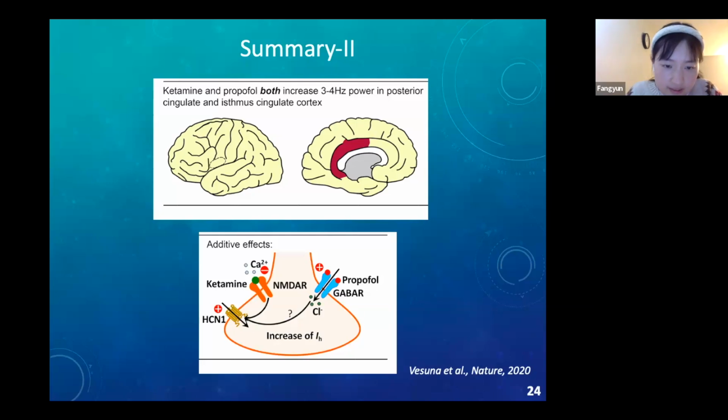According to the Nature paper, there are both NMDA receptors and HCN1 channels in deep PMC, both of which are required for generating the 3 Hz activity. It's possible that ketamine blockade of the NMDA receptors could hyperpolarize the membrane potentials in the PMC, activating the intrinsic HCN1 channels and producing the rhythmic dynamics. The same thing could be true for propofol by GABA-mediated hyperpolarization.